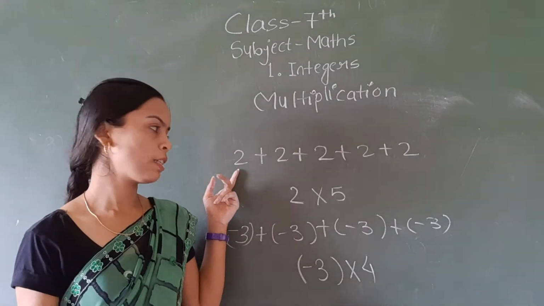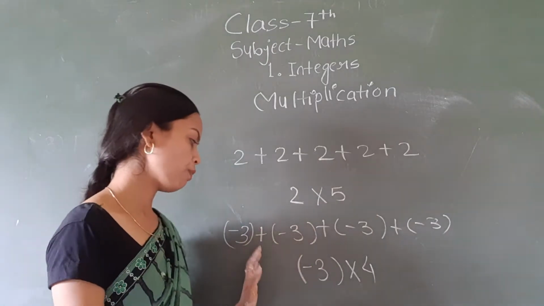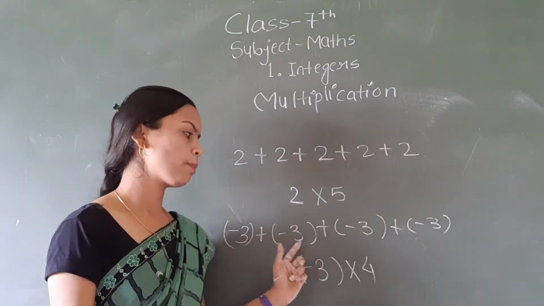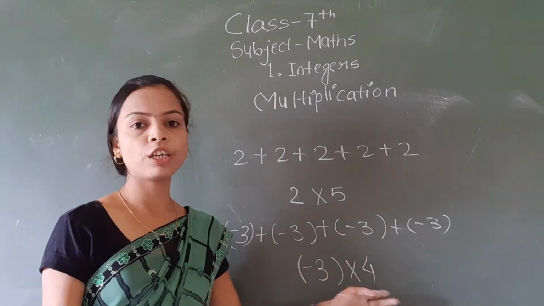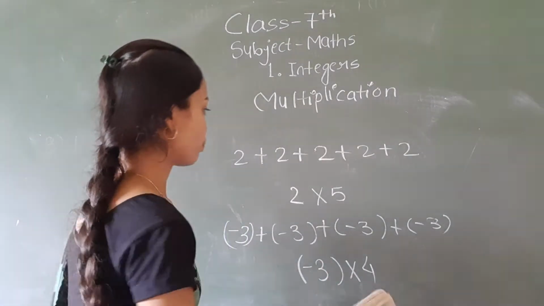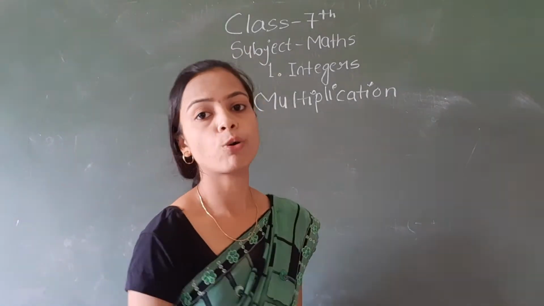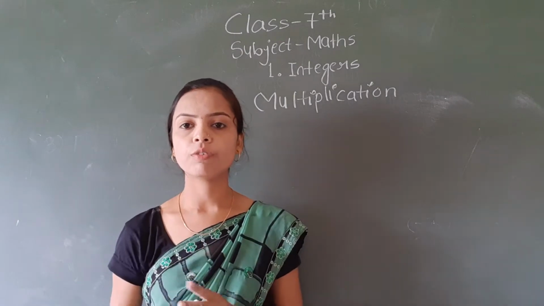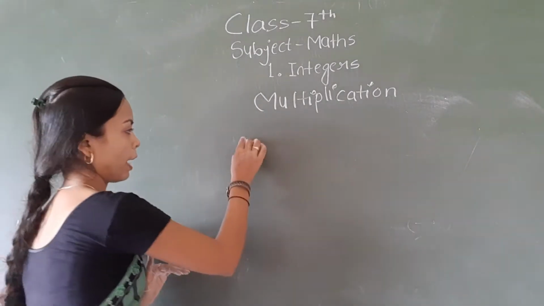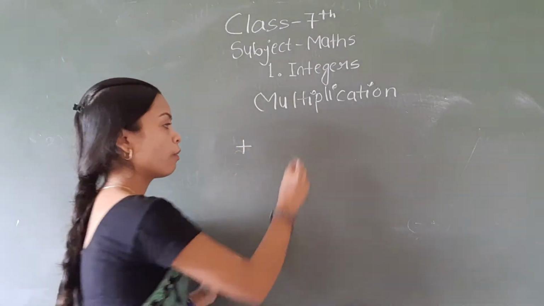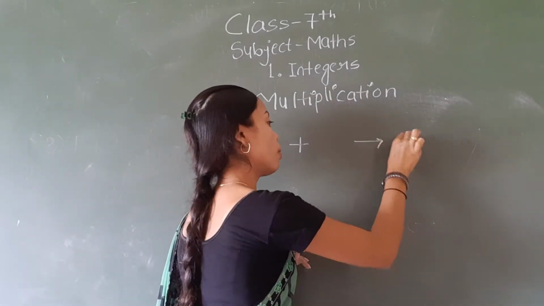If we are adding 2 five times, that means we can write it as 2 multiplied by 5. But if we write -3 plus -3 plus -3 plus -3, that means we can multiply this -3 4 times. Now we are studying the multiplication of a positive integer with a positive integer and a negative integer with a negative integer. If we multiply a positive integer with a positive integer, our answer will always be a positive integer.